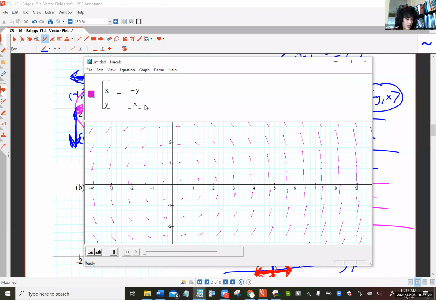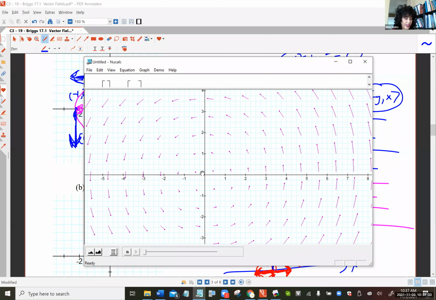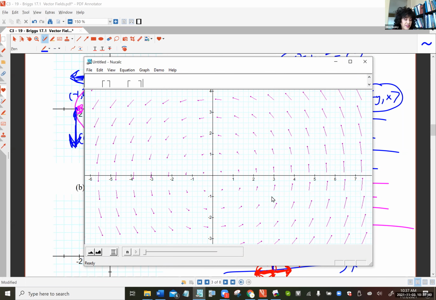Okay, so you can see that this vector field kind of looks like a jacuzzi. And the little arrowheads are little dots. You can see that it's whooshing around. Looks like it's whooshing counterclockwise.